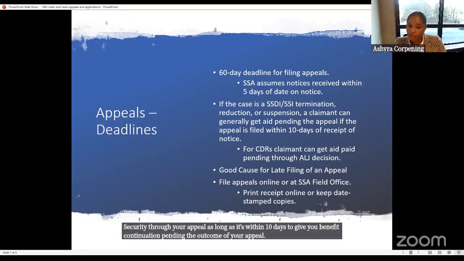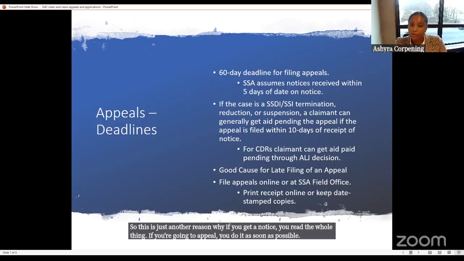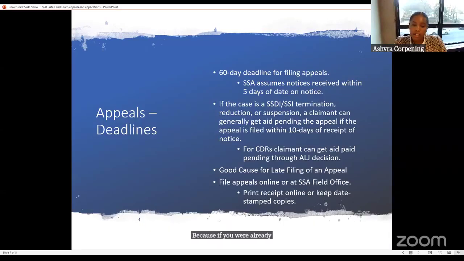So this is just another reason why if you get a notice, you read the whole thing. If you're going to appeal, you do it as soon as possible. Because if you were already receiving benefits, it's to your advantage to get that benefit continuation.